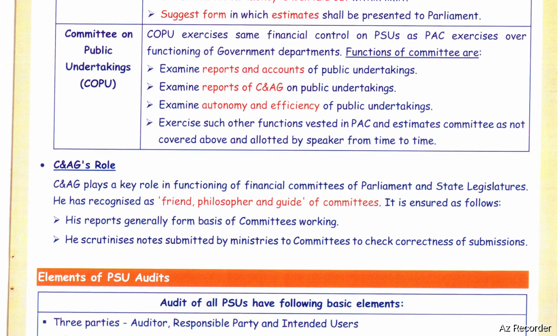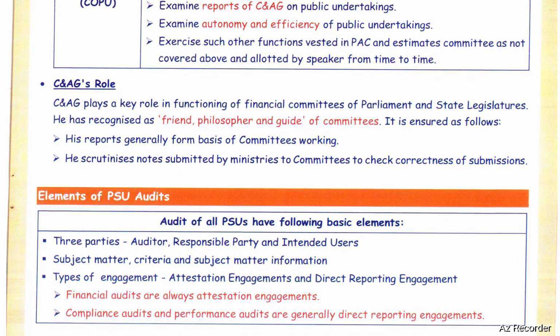CAG's role. CAG's C&AG plays a key role in the functioning of financial committees of parliament and state legislatures. He is recognized as the friend, philosopher, and guide of the committees. It is ensured as follows. His reports generally form the basis of the committees' working. He scrutinizes notes submitted by ministries to committees to check the correctness of the submissions.